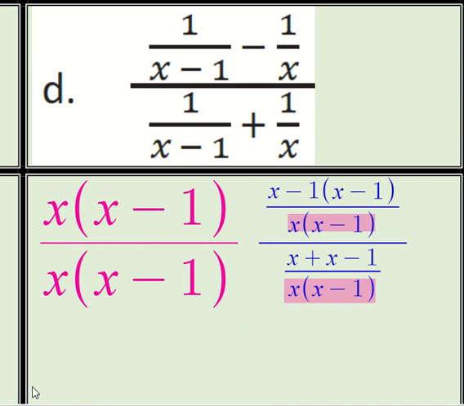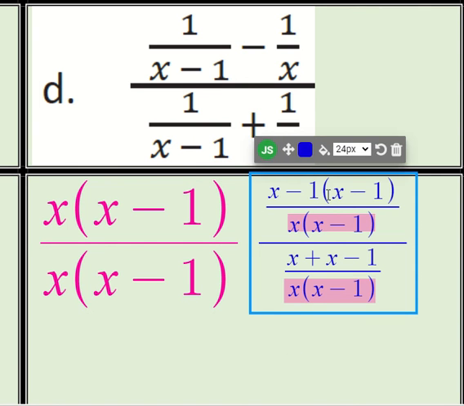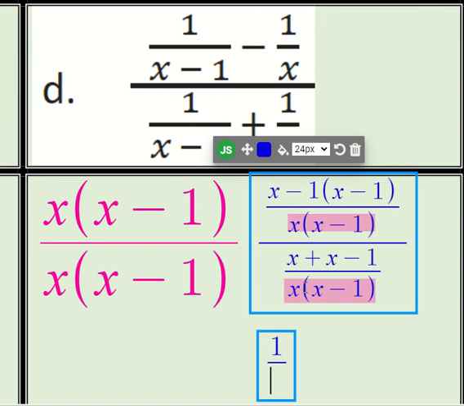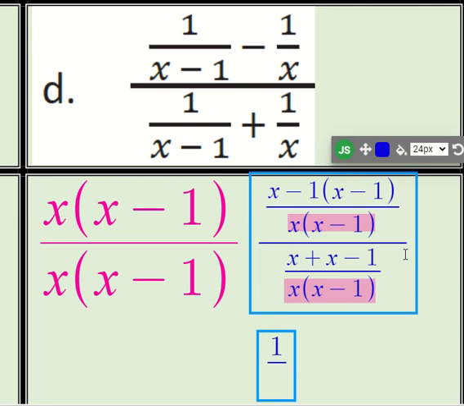Now, when those denominators cancel out, I just have to do my distribution here and clean this up. Negative 1 times x is negative x. So I have x minus x, which goes away. But negative 1 times negative 1 is positive 1. So my numerator is just 1. For the denominator, the 2 highlighted are gone, so I'm just left with this. X plus x is 2x minus 1.